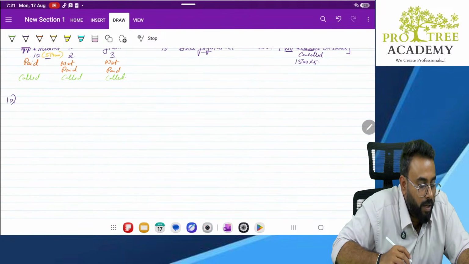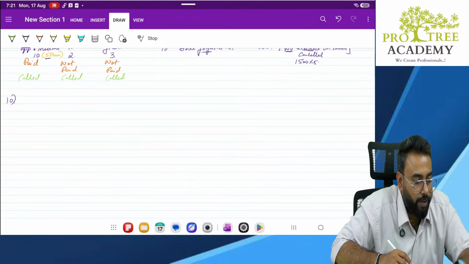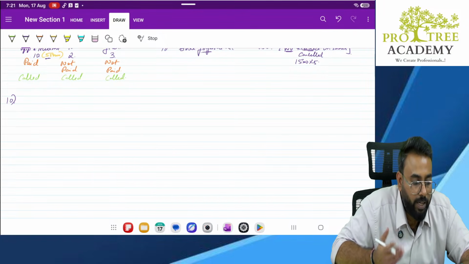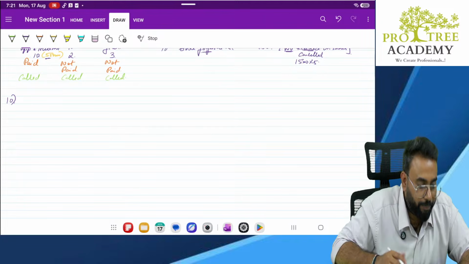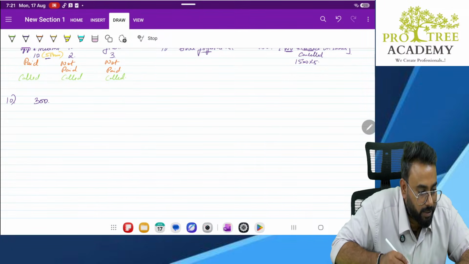Illustration number 10. Give the journal entry for forfeiture and reissue of the shares in the following cases. They have given 3 scenarios. The first scenario is P Limited forfeited 300 shares of 10 each, fully called up, for non-payment of final call, 4 per share. These shares were subsequently reissued by the company at 10 per share as fully paid up. Okay. How many shares were forfeited? 300 shares.